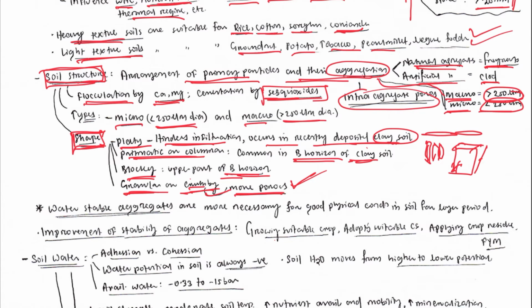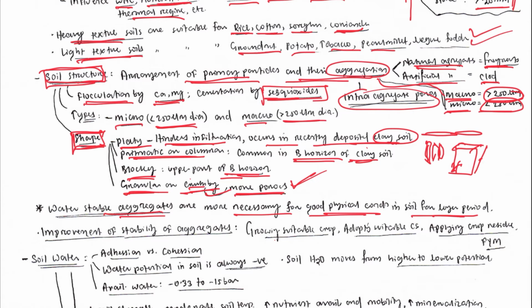Now, water stable aggregates are more necessary for good physical condition in soil for longer periods. So, when there are fewer water stable aggregates, what happens? The soil is more prone to erosion. Basically, it can easily be broken down by water, rainfall or water flow, water movement. So mostly water stable aggregates are desired.